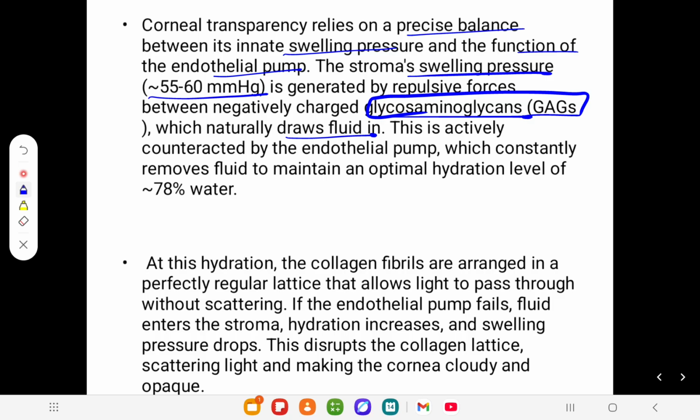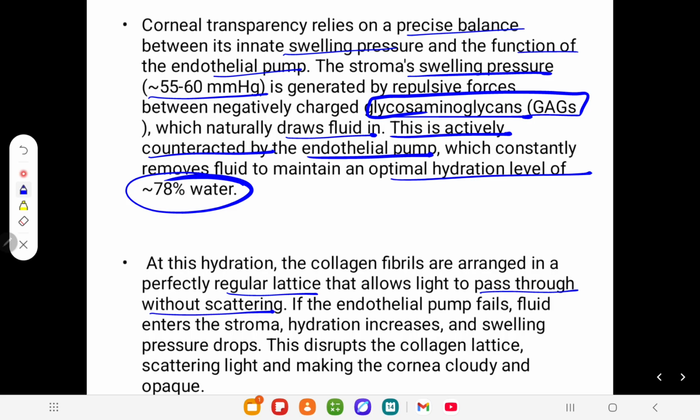What does it mean? It means they help to draw the water in, and this is actively counteracted by the endothelium pump. Basically, what does the endothelium pump do? It removes water from the cornea, constantly removing fluid and maintaining an optimum hydration level of approximately 78%. So that's why we call it a relatively dehydrated state. At this hydration, the collagen fibrils are arranged in a perfectly regular lattice and allow light to pass through without scattering. Perfect lattice, isn't it, Maurice's theory?